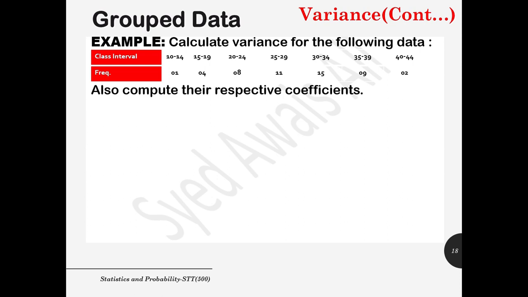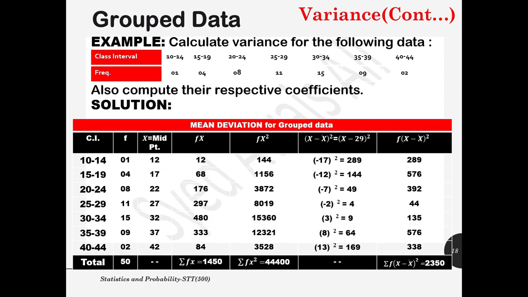So moving toward our question of group data, an example is given, and again we have to find first the mean. For mean we have to find x, and what is x? X is midpoint. Same like your previous slides, we have found that column of x, and we have multiplied it by f, and summation of x is equal to 1450, and n is equal to summation f in group data, that is 50 here.